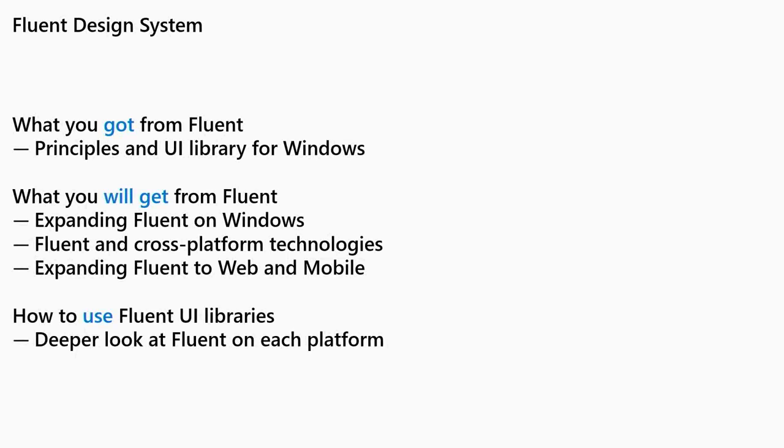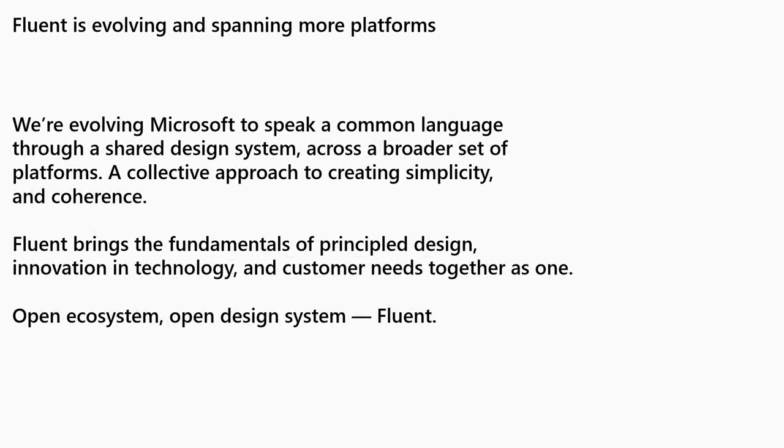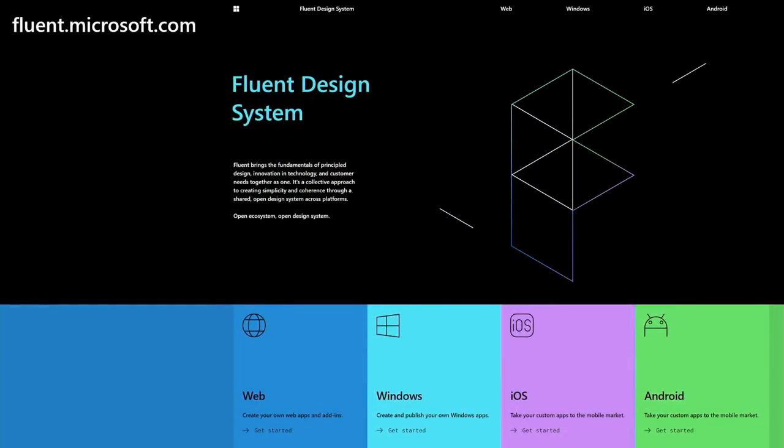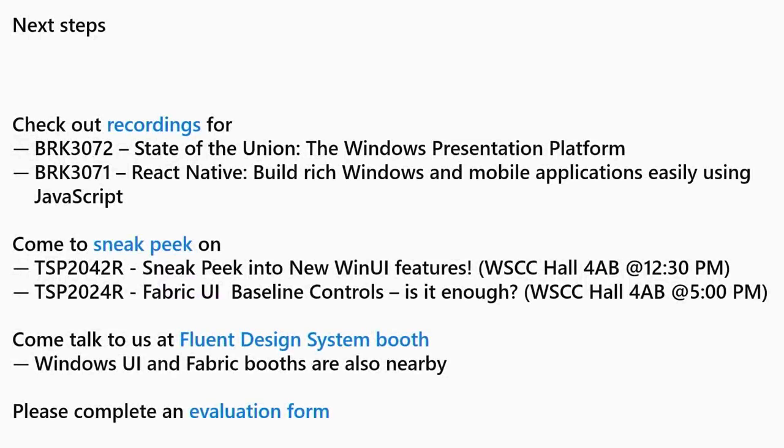So let's look back. This morning, we shared with you what you got from Fluent previously. We shared with you what you're going to get from Fluent moving forward. And we also shared with you how to use Fluent. We told you how Fluent is evolving into a shared system that enables cohesion across multiple platforms. And you can find out more about Fluent at the awesome new website. Here you'll find links to the UI libraries and more Fluent resources.